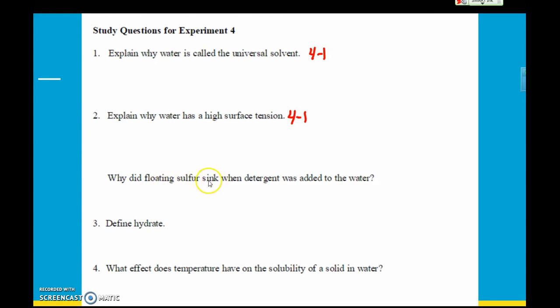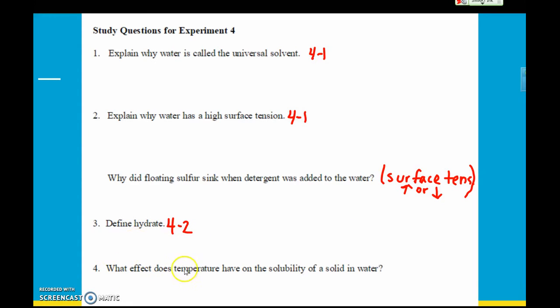Why did floating sulfur sink when detergent was added to the water? I want you to think about what happened to the surface tension when the detergent was added. Did it decrease or increase? So think about surface tension for this. And then also think, did it increase or decrease? And you know that because of what happened to the sulfur. Define a hydrate. That definition was on 4-2.